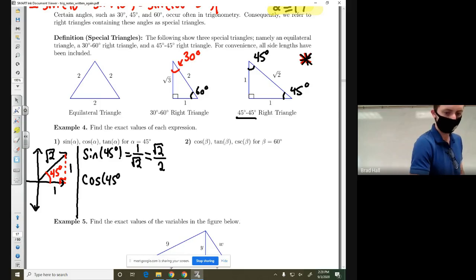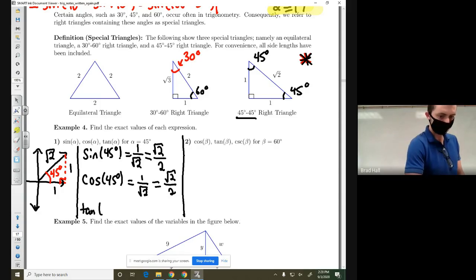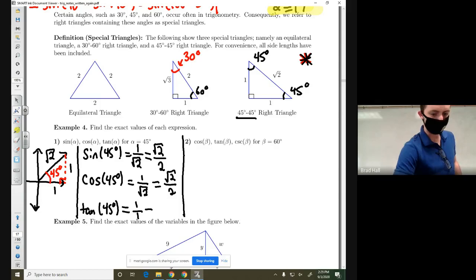We'll move on to cosine of 45 degrees. So cosine is adjacent over hypotenuse. Adjacent of 45 also seems to be 1 over the square root of 2. So we get the same exact answer, which is okay in this case. That's fine. And then tangent. It is opposite over adjacent, and they're both 1. So tangent of 45 degrees is just 1.